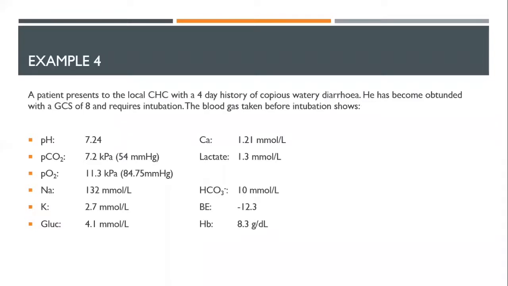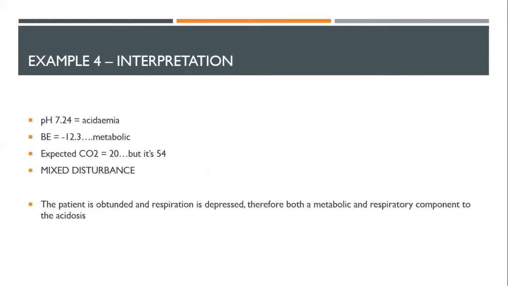Just before intubation, a blood gas is done and it shows a pH of 7.24, an elevated PCO2, a sodium that's normal, a low potassium that's to be expected from the diarrhea, a normal lactate, a bicarb of 10, and a base excess of -12. So again, if we look at the results, the patient has a pH of 7.24, which is an acidemia, and a base excess of -12.3.